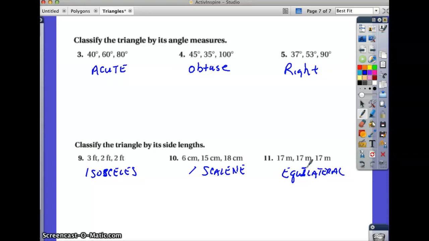Okay, and going back, remember on isosceles, if two sides are congruent, then their opposite angles are congruent also. Scalene means none of the sides are congruent, so none of the angles are congruent. Equilateral, since all three of these sides are congruent, then all three angles are congruent also. So this concludes our lesson on triangles.